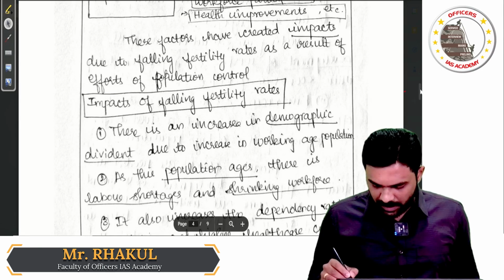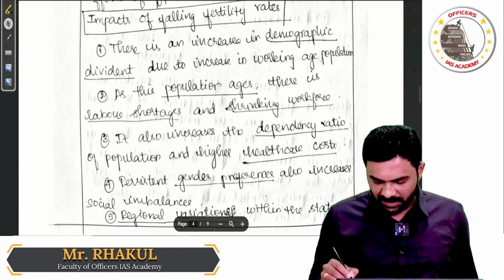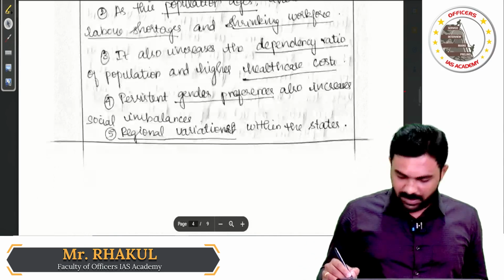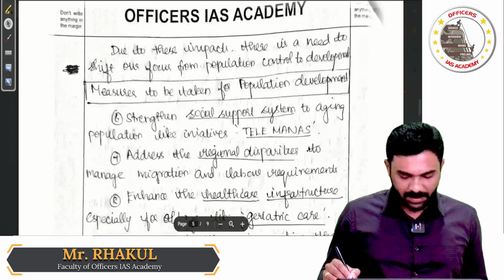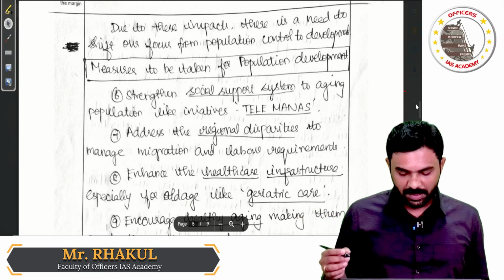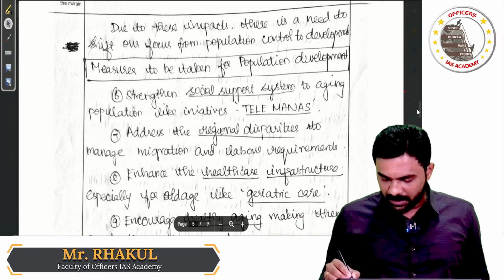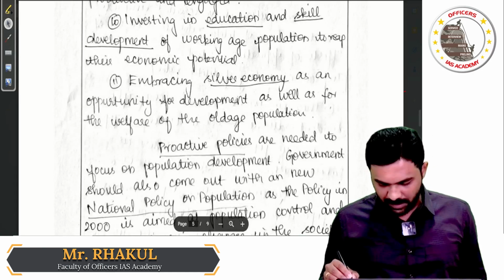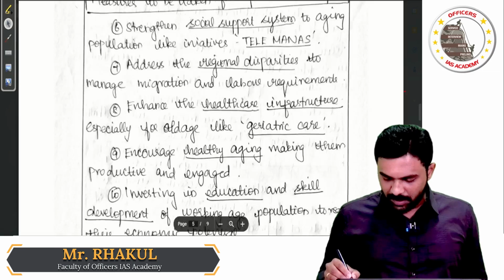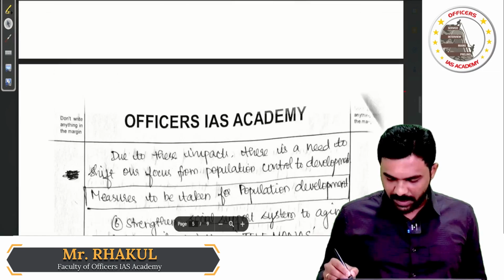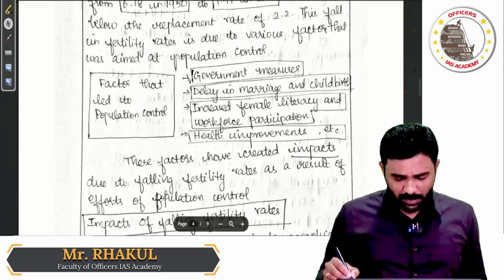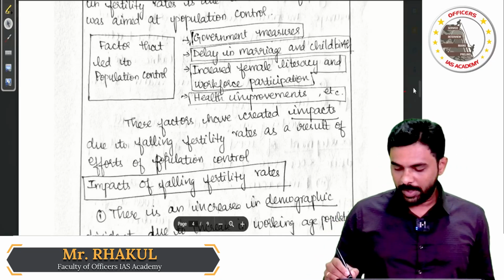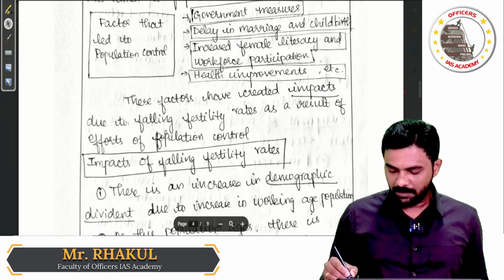This part, impact of falling fertility rates, actually this is not very much important to the question. The actual demand of the question is addressed in the next part. That is measures to be taken for population development. How population could be developed. This should be the core part of your answer. You have given good points in this answer. So we are choosing you as the best answer for this particular day. So the first part is addressed well. This impact of falling fertility rates alone you can avoid, as it is not addressing the core demand of the question.